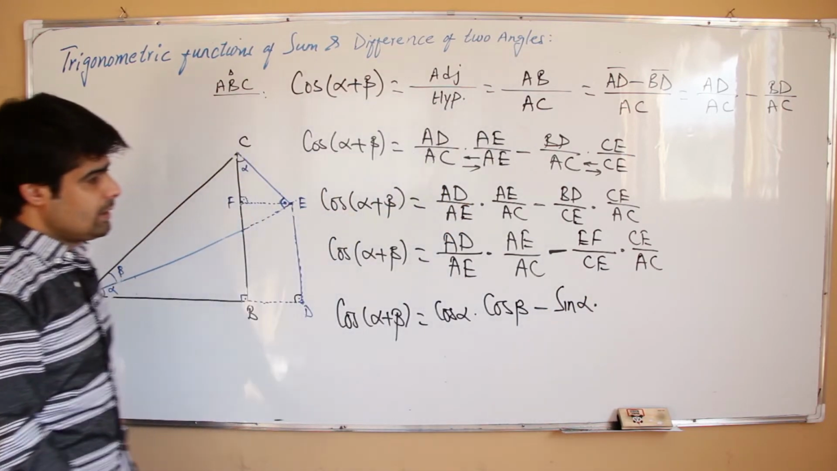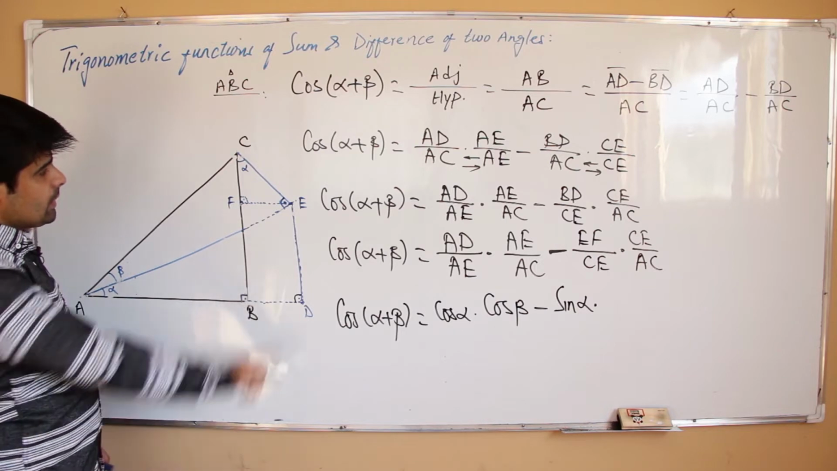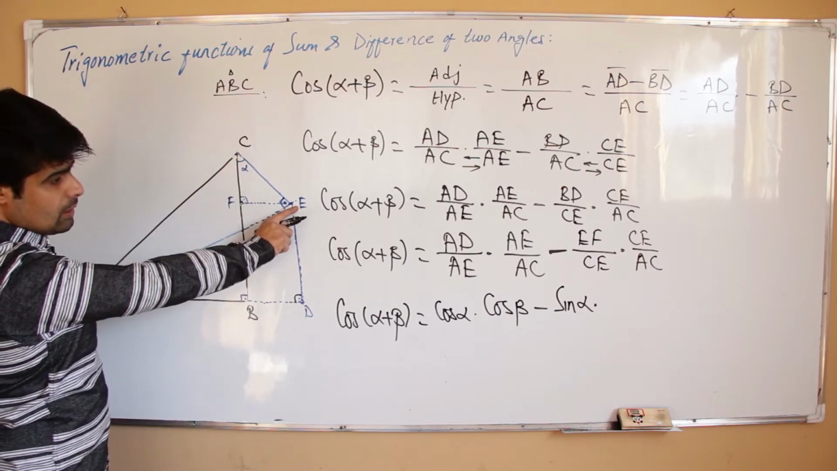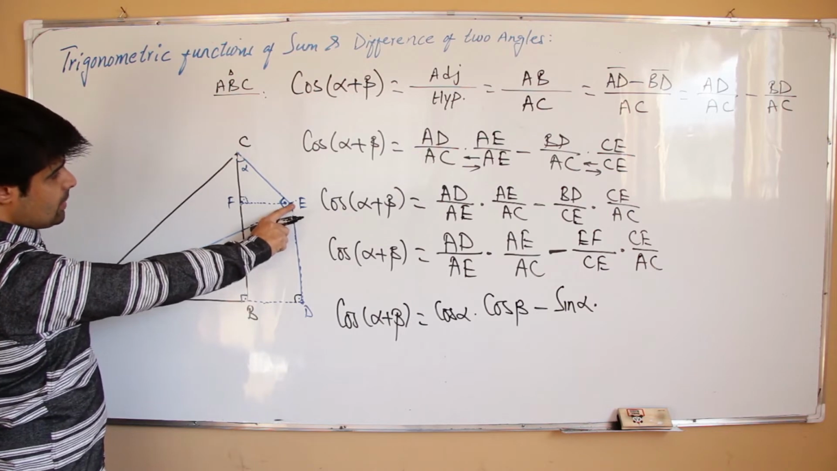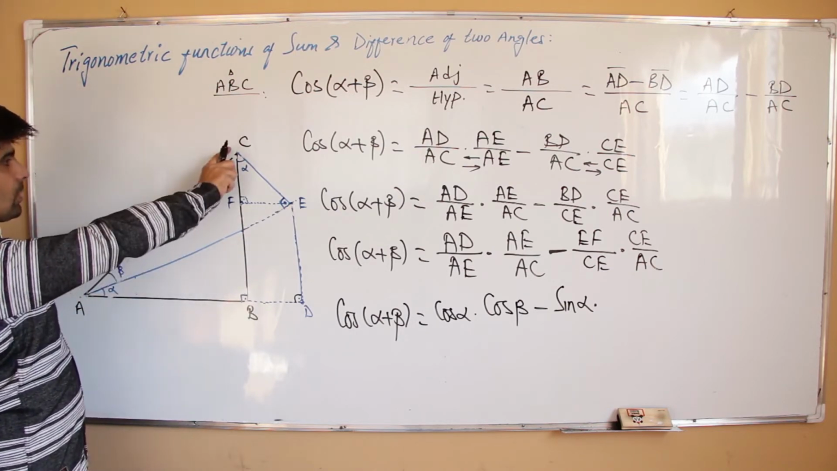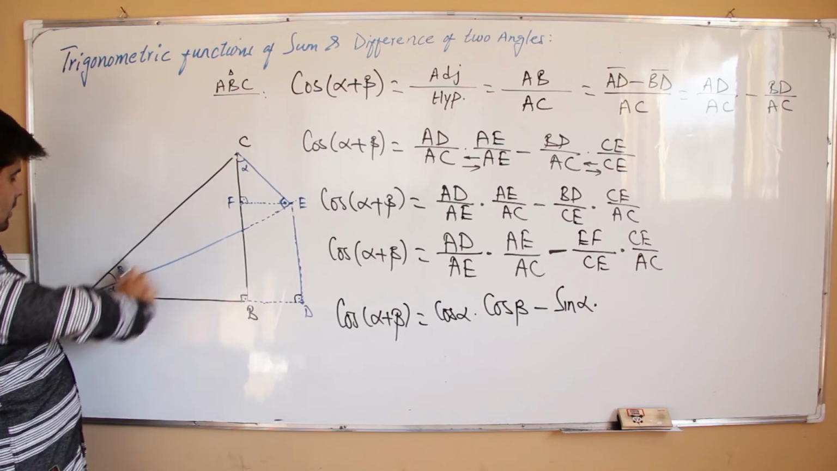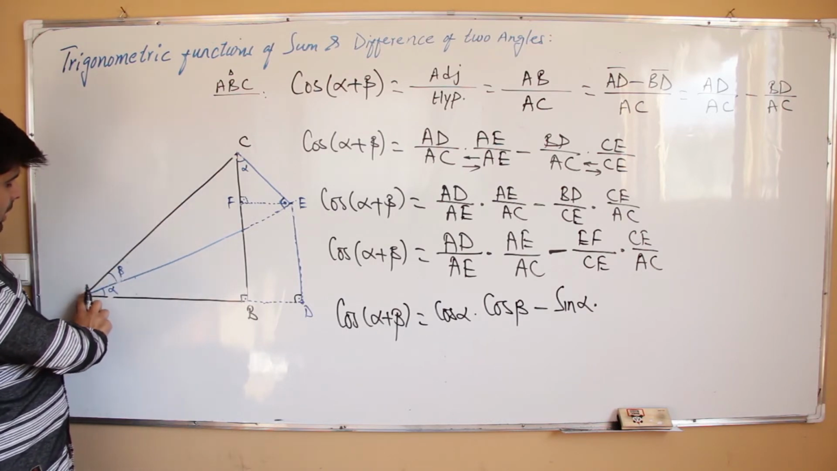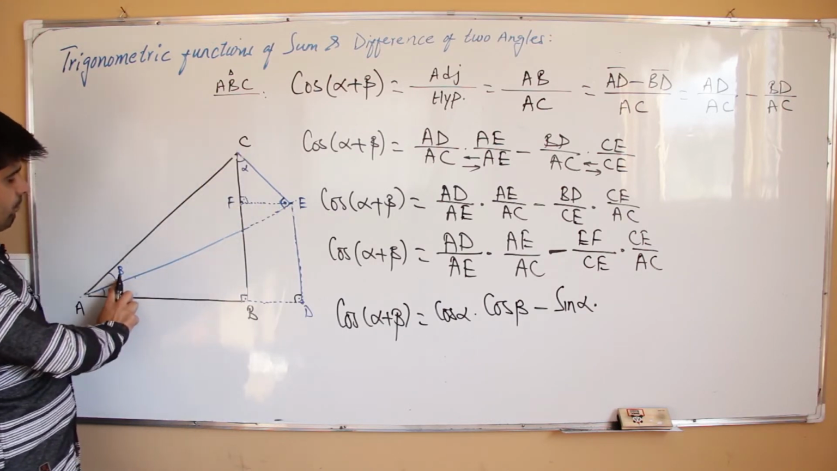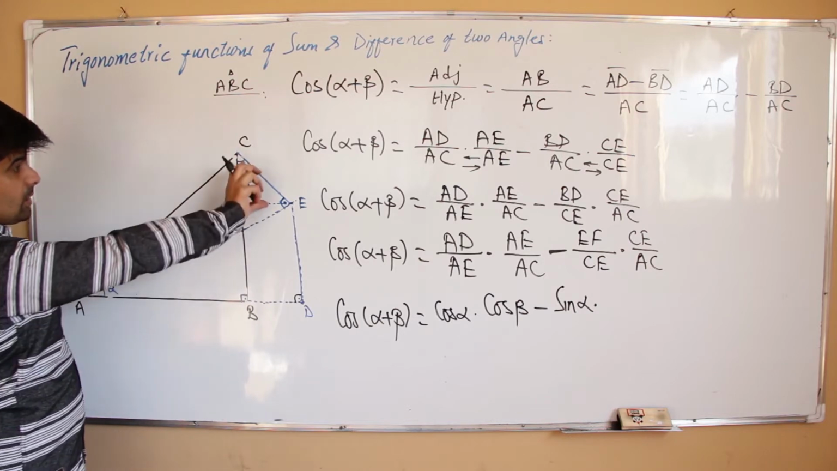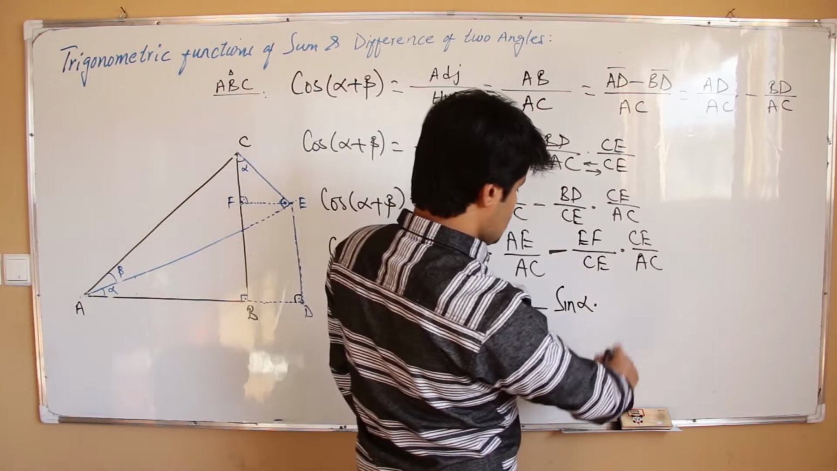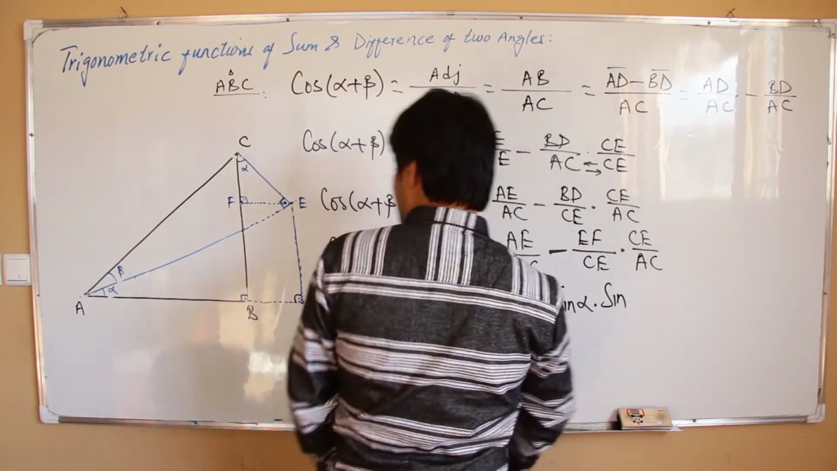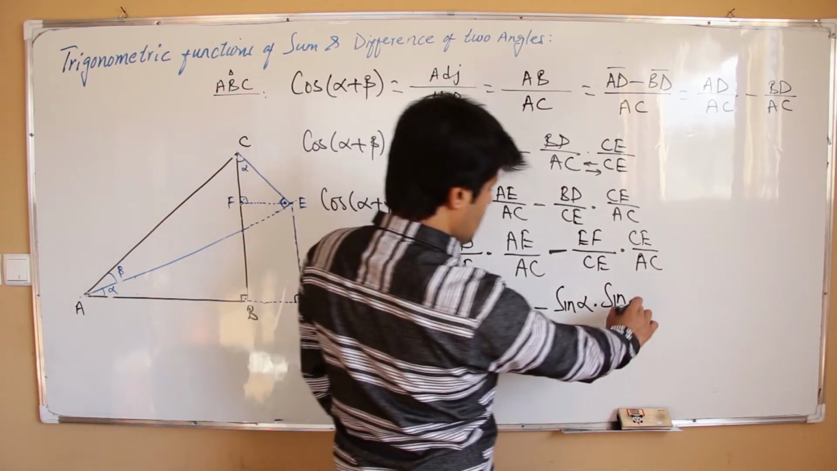Multiply CE. Where is CE? CE, this one. And AC. Where is AC? AC is this one. So this and this, in which triangle? ACE, or beta triangle. This is opposite and this one is hypotenuse. Opposite by hypotenuse is sine. Sine of which angle? I think beta.